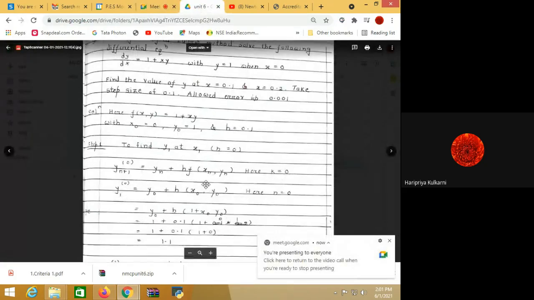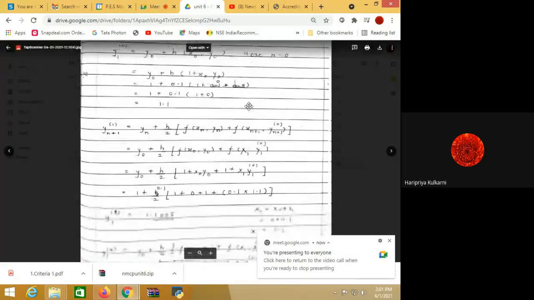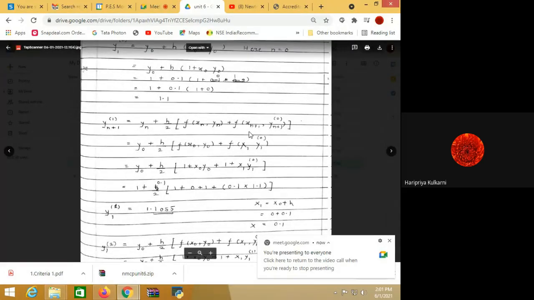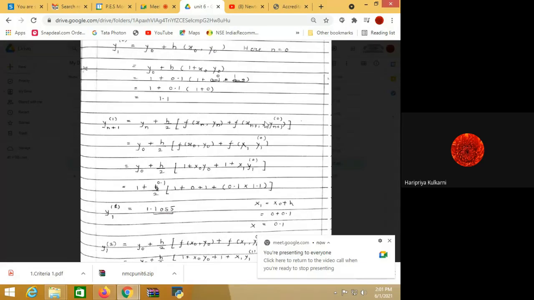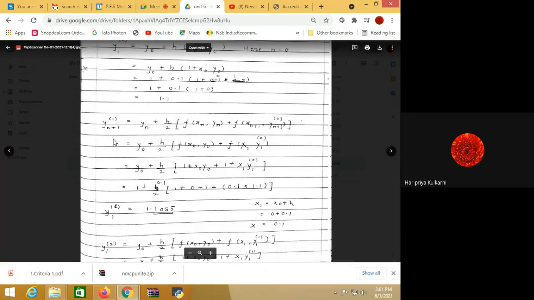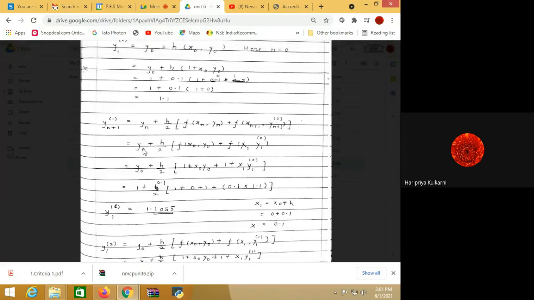And then we are going to apply the modified Euler's formula. The modified Euler formula is yn plus h by 2. This 2 is averaging the slope. The first slope plus the second slope, divided by 2, will be the average, so the 2 is taken outside. So it is h by 2 in brackets: the function at the 0th value and the function at the first value. So this is the formula. We will replace n by 0: y0 plus h by 2, function with x0, y0 plus function with x1, y1.